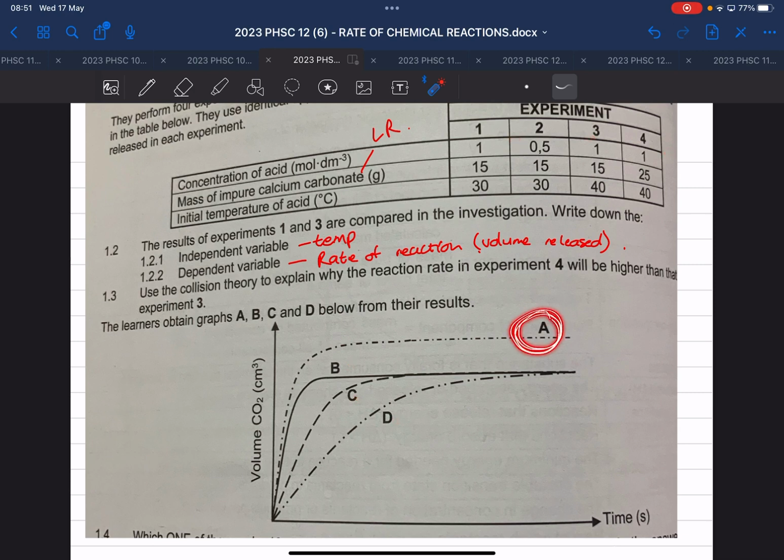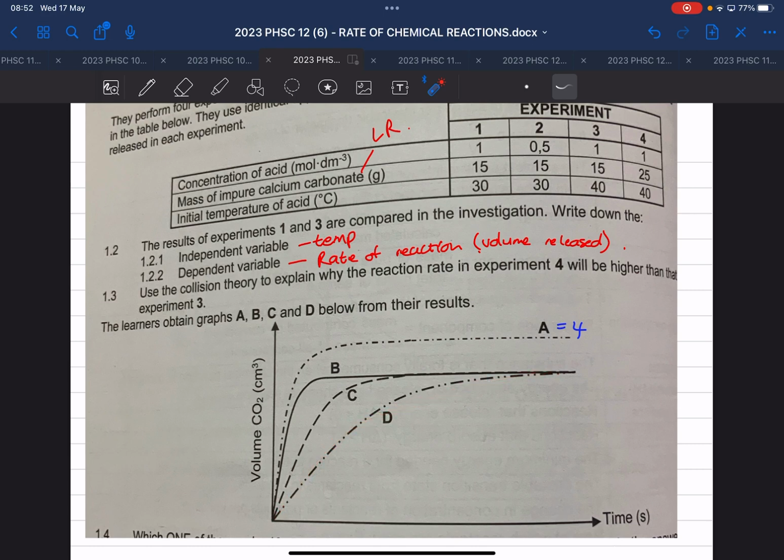Which one fits with A? Experiment 4, because it has the most of the limiting reagents, so it will produce more products. So A definitely fits with 4. Okay, let's see D. You can see that where it forms a horizontal line is where the reaction is finished. So D takes a long time before it finishes.